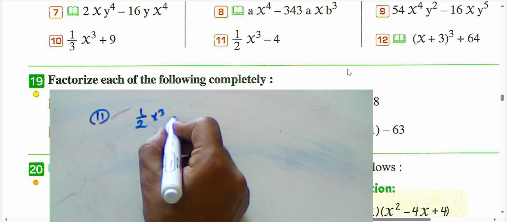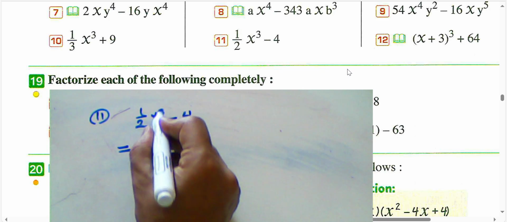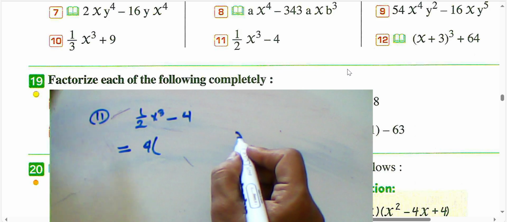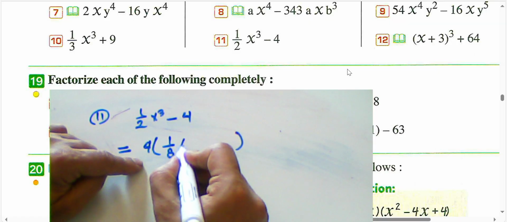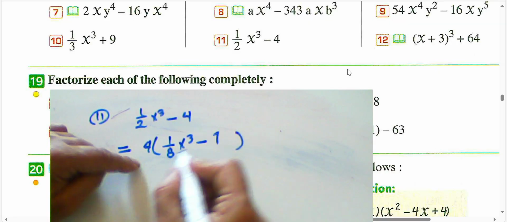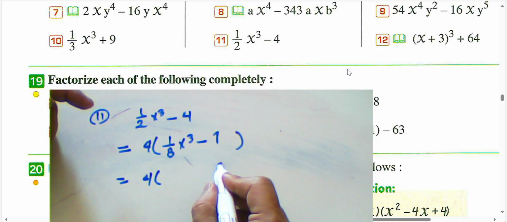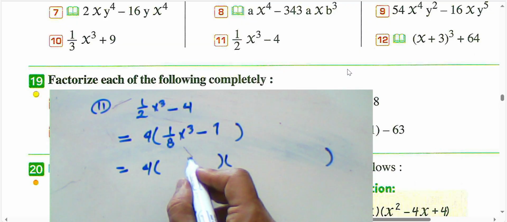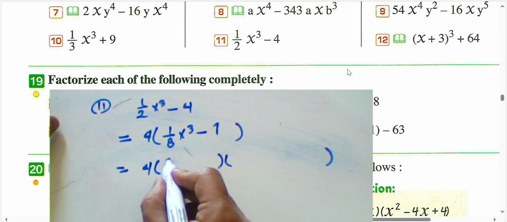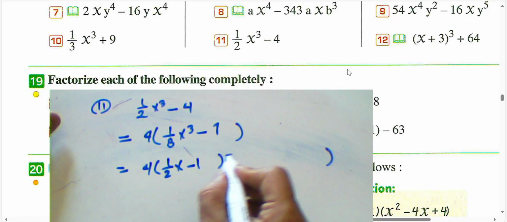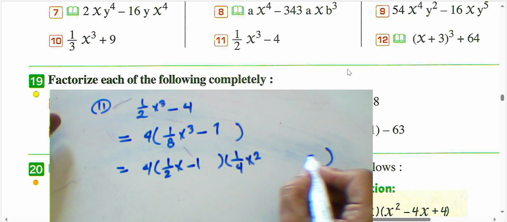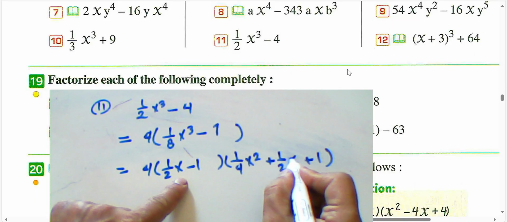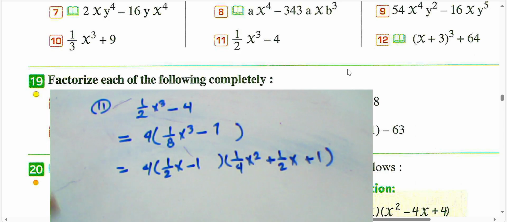Number 11. Half x power 3 minus 4. We can write a common factor between half and 4. It will be 4. Half divided by 4 equals 1 over 8. 1 over 8 x power 3. 4 divided by 4 equals 1. Write 4 product by the factorization. Cubic root of the first will be half x, minus 1. Half x power 2 will be 1 over 4 x power 2. Negative 1 power 2 will be 1. In the middle, first and second, change the sign. The result will be 1 over 2x.